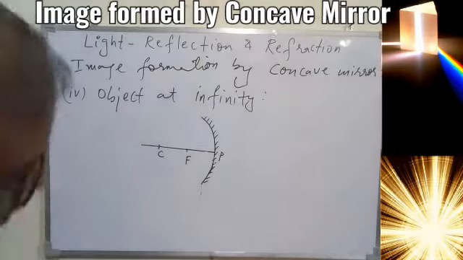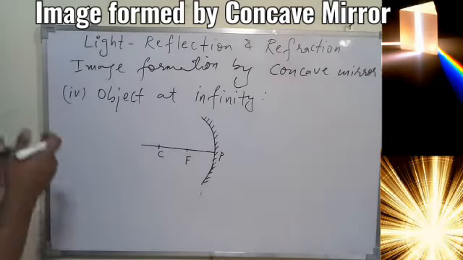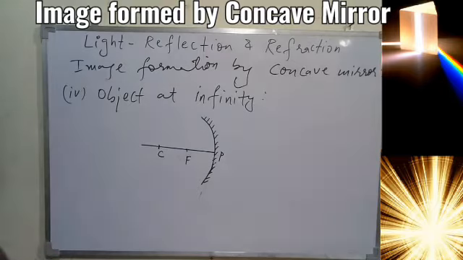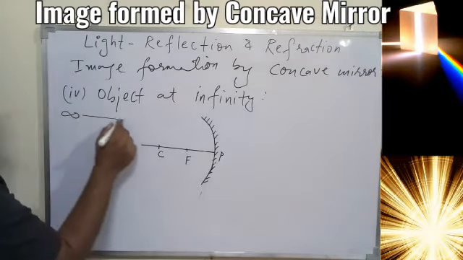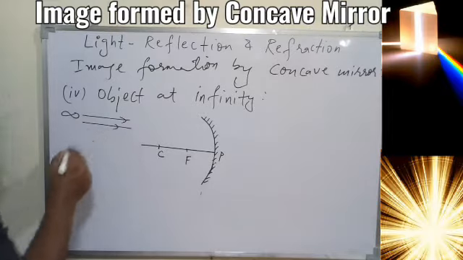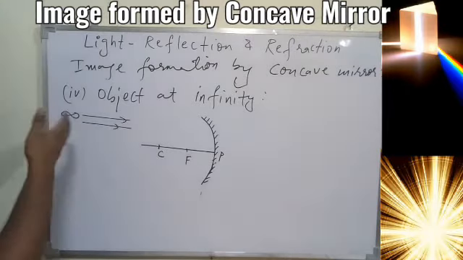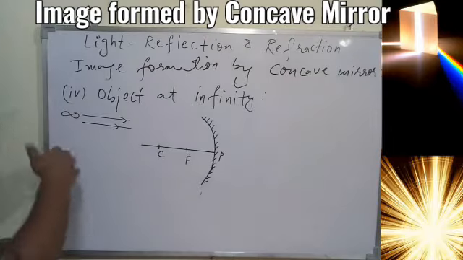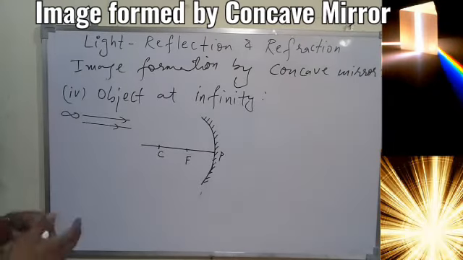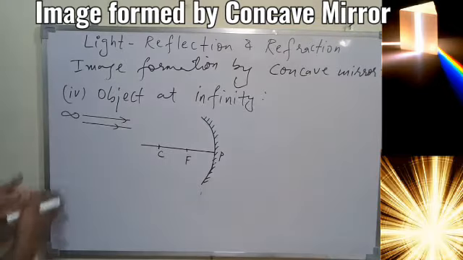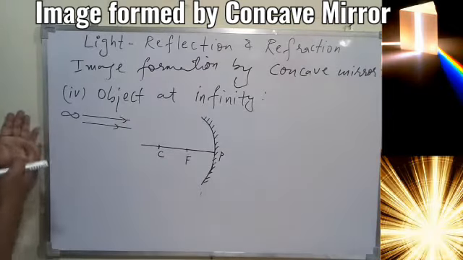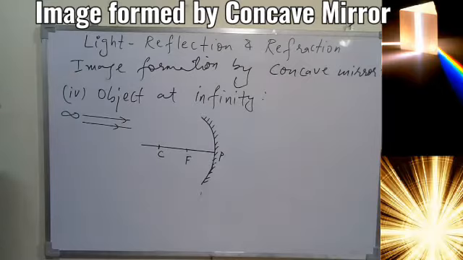So one thing we should know is the symbol we have for an object placed at infinity. We suppose that when rays of light come from infinity from any object, these two or many rays of light will come parallel to the principal axis. That is one thing we have to remember: rays of light coming from an object at infinite distance will always come parallel to the principal axis, nothing else.